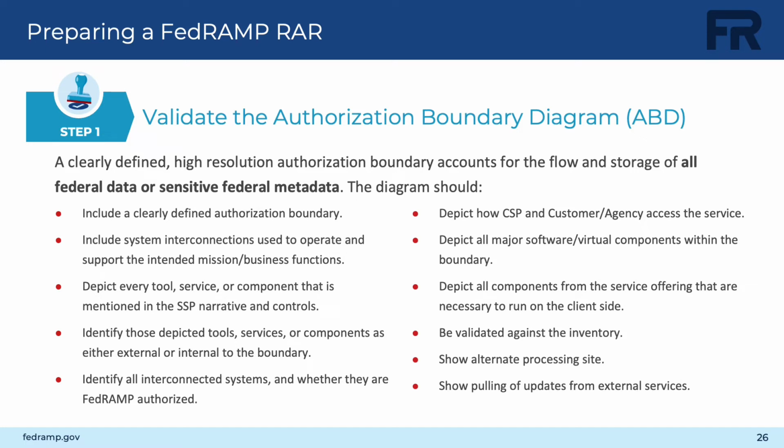It should be validated against the inventory. It should show alternate processing sites. And finally, it should show pulling of updates from external services, such as OS and antivirus updates. It is important to note that all supporting text should describe all internal components and be cohesive with the entire system.